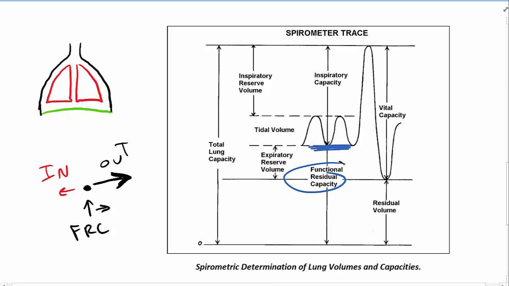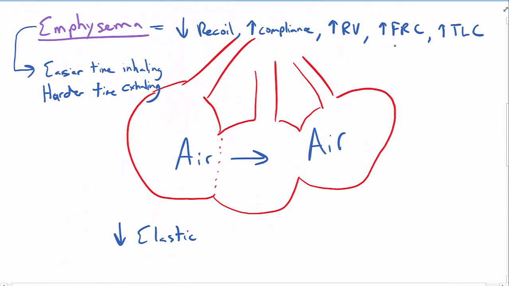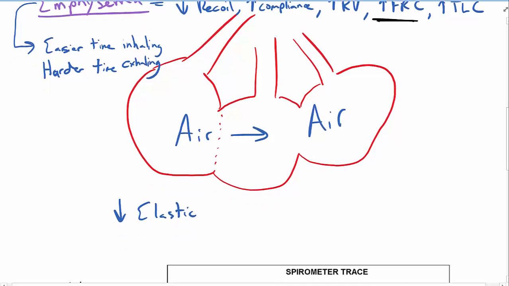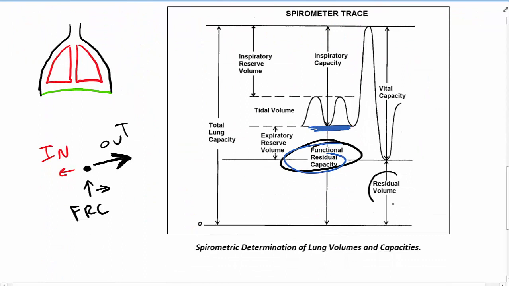So with functional residual capacity during emphysema, we see FRC increase, which is what we mentioned up here. So FRC will increase during emphysema. Residual volume as well increases, and that makes sense, right? Because the residual volume is the volume of non-exchangeable air in the lungs, and if FRC is going up, well, residual volume will move up as well.